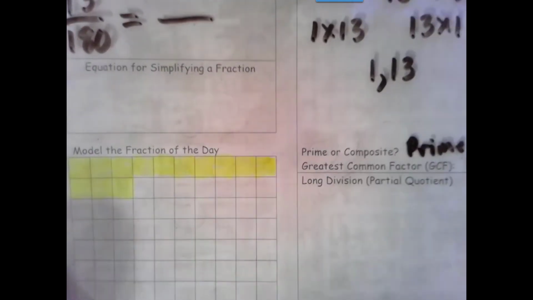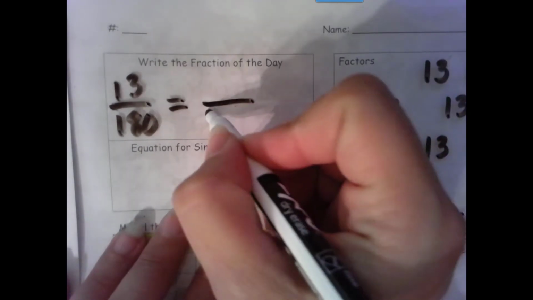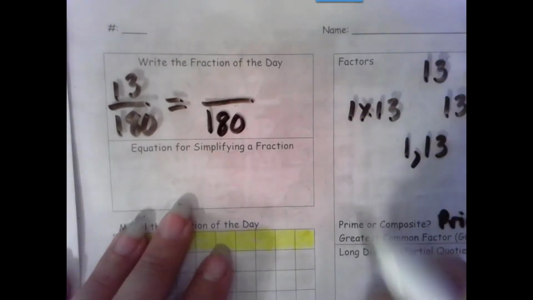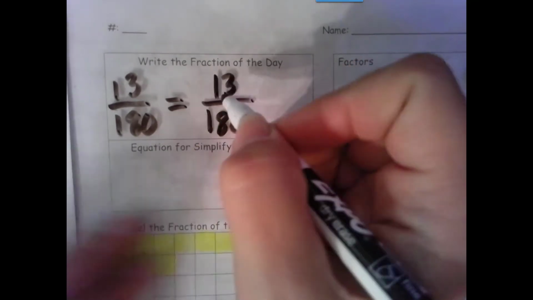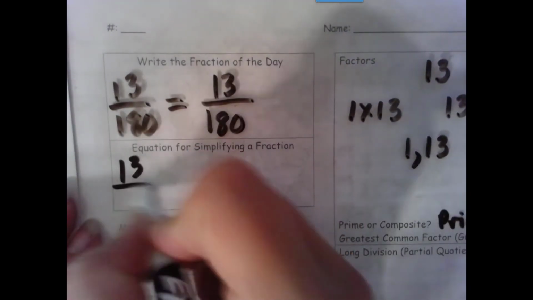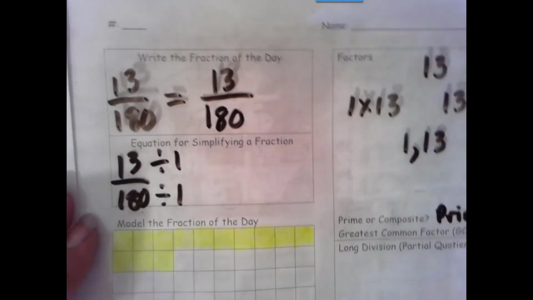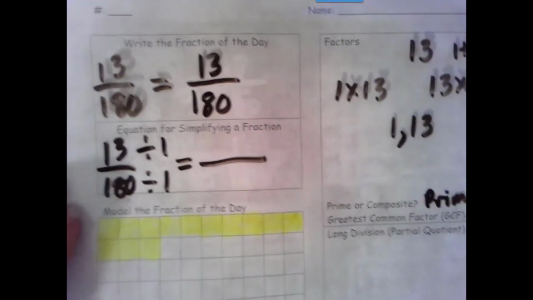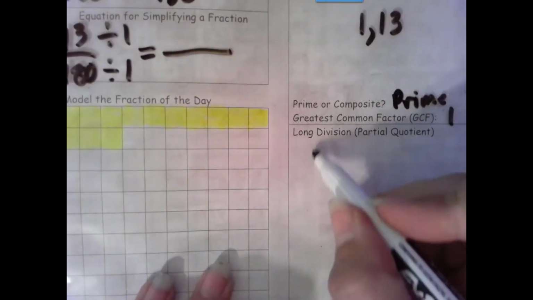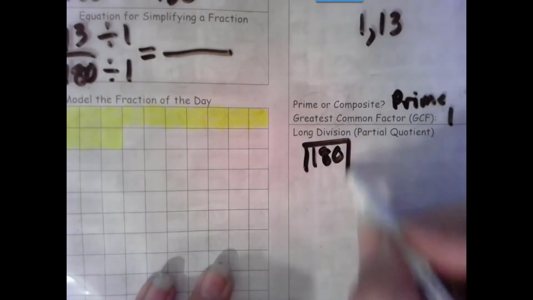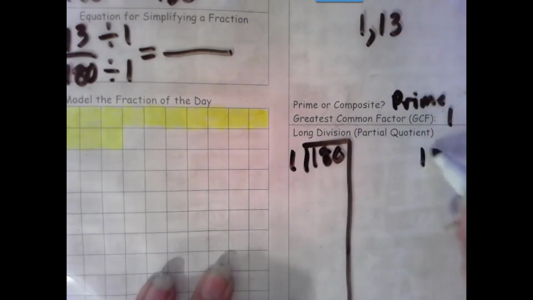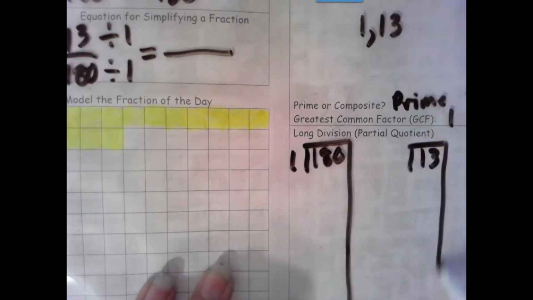So let's go ahead and make our groups of 1. Done. Okay, how many total groups of 1 are there? Each square is its own group, so there's 180 groups of 1. There are 13 shaded in. Let's prove it with our algorithm. Okay, we're dividing both by our greatest common factor. 180 divided by 1, and 13 divided by 1.